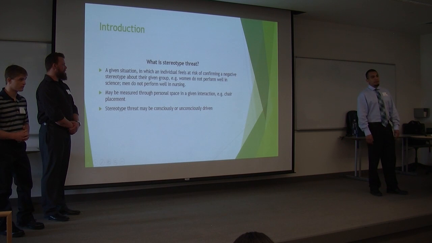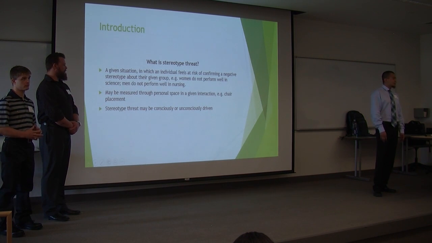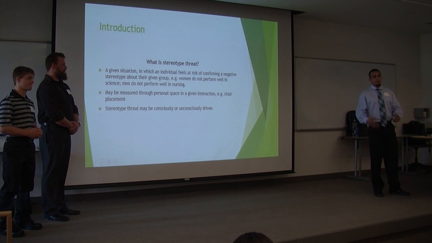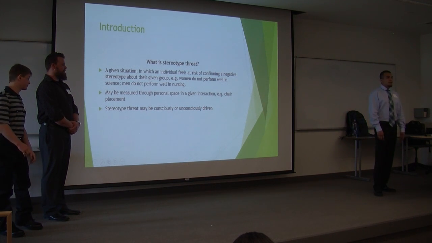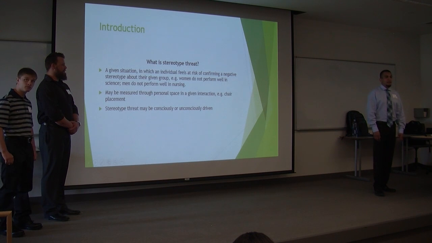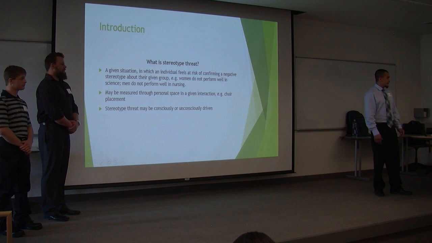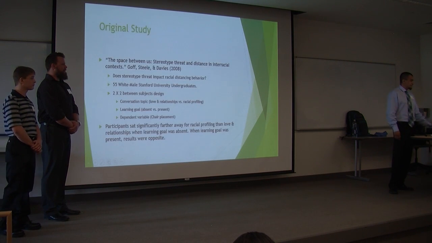Stereotype threat is something that can be measured through space between two individuals, such as chair placement between them. You can measure the distance between them and see how comfortable they are interacting with one another. Stereotype threat is something that could be conscious or unconscious, so an individual may be aware or unaware that they may confirm a negative stereotype.